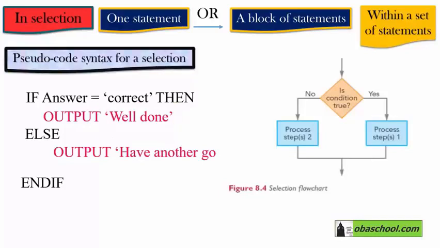However, if the answer to the question, is condition true, is no, then it will go to the left and process step or steps 2. Then it will display the second output, have another go. This is how the selection flowchart works.